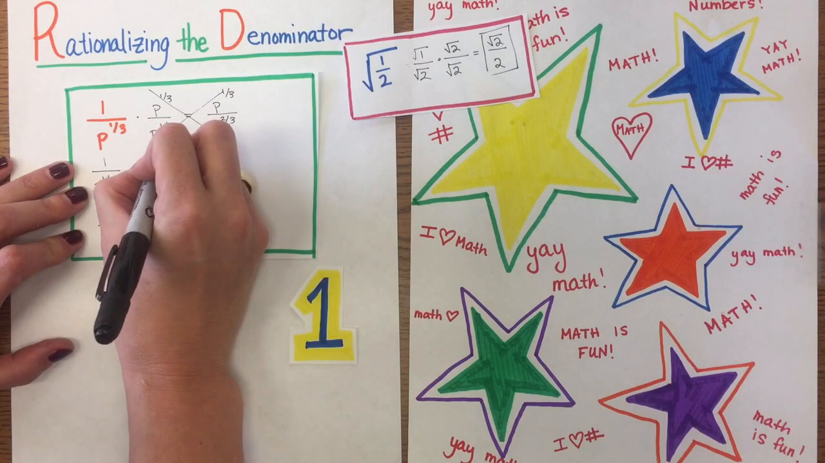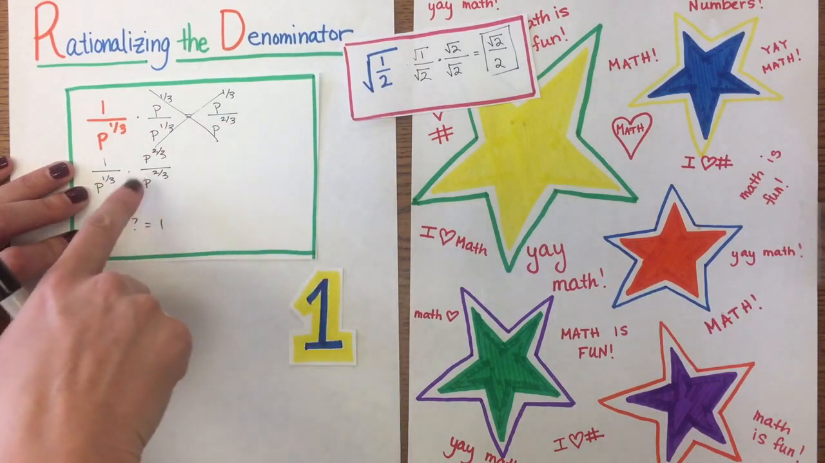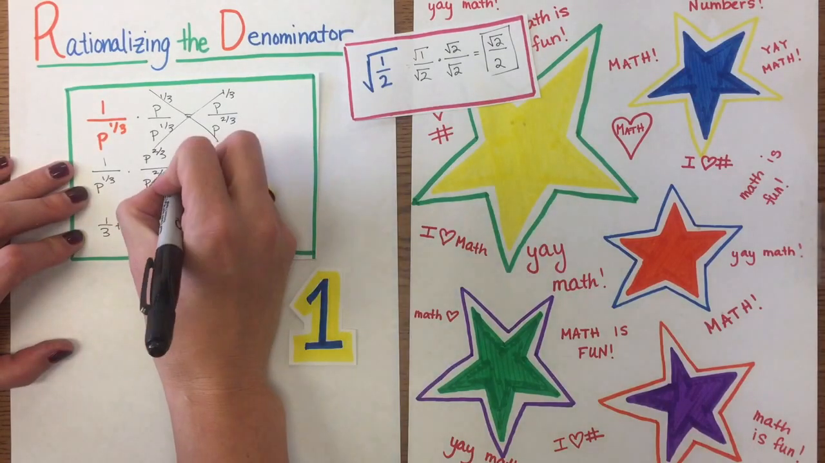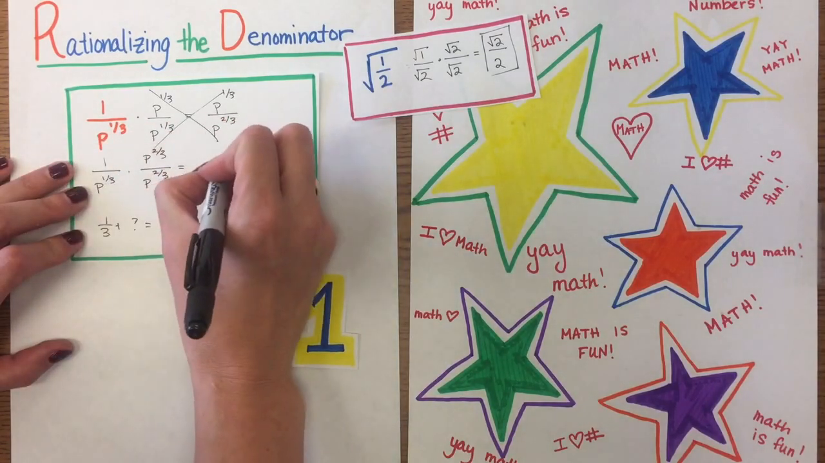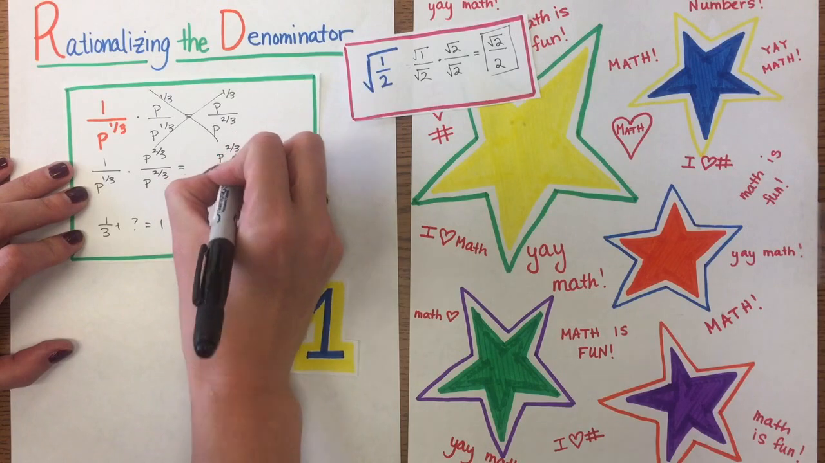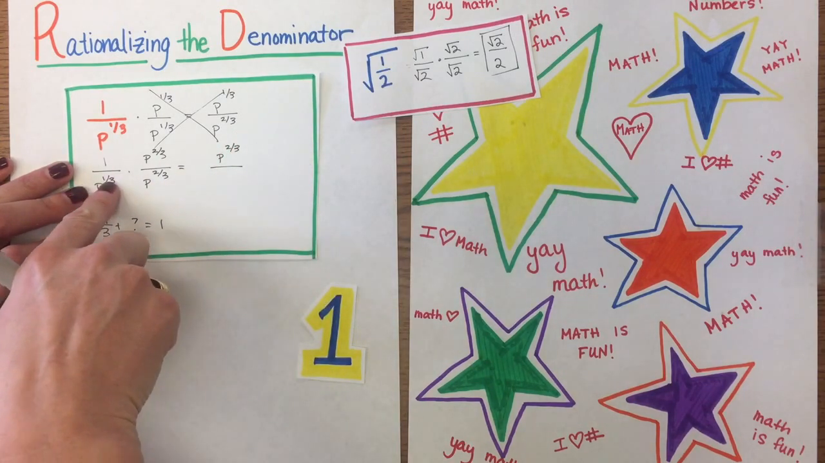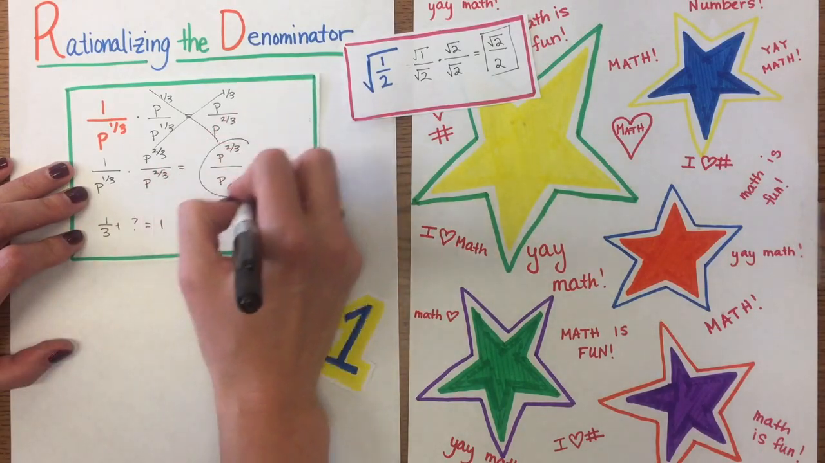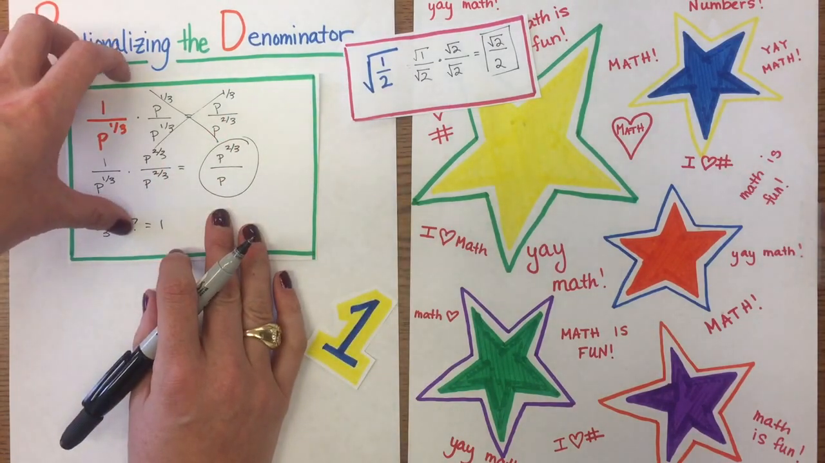So I'm going to make that into a convenient value of 1, right? I want to multiply the denominator by p to the 2/3, so the numerator gets the same. So in the numerator, 1 times p to the 2/3 is just p to the 2/3. P to the 1/3 times p to the 2/3 gives me p. So I have that fully simplified.